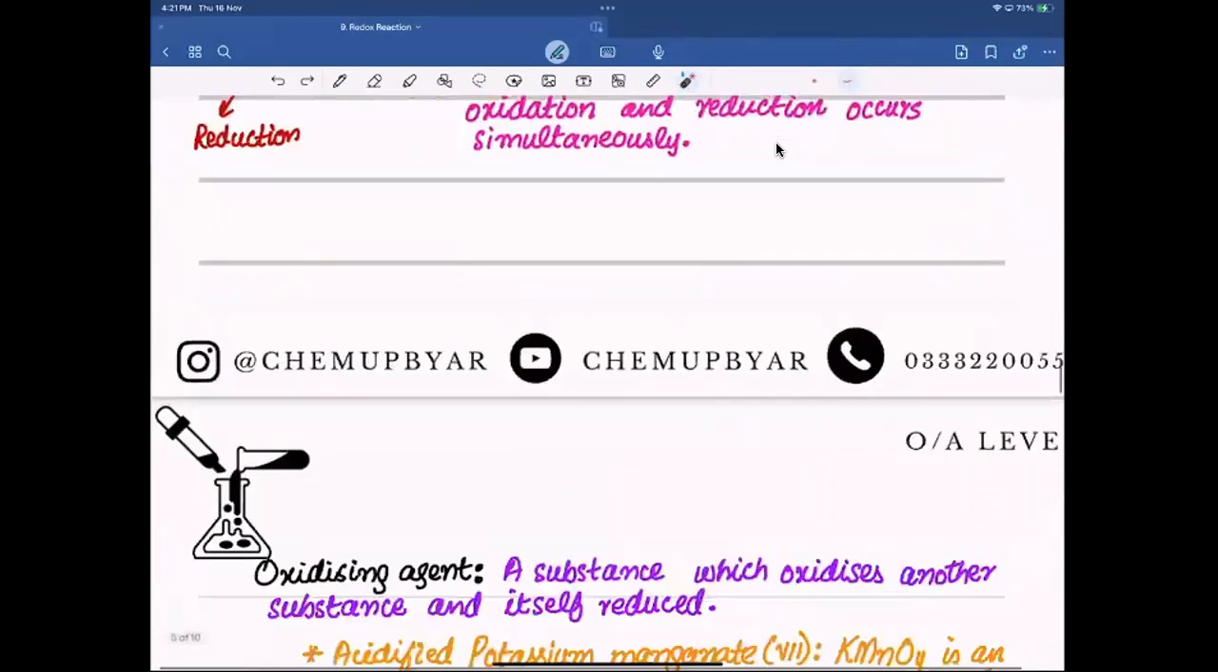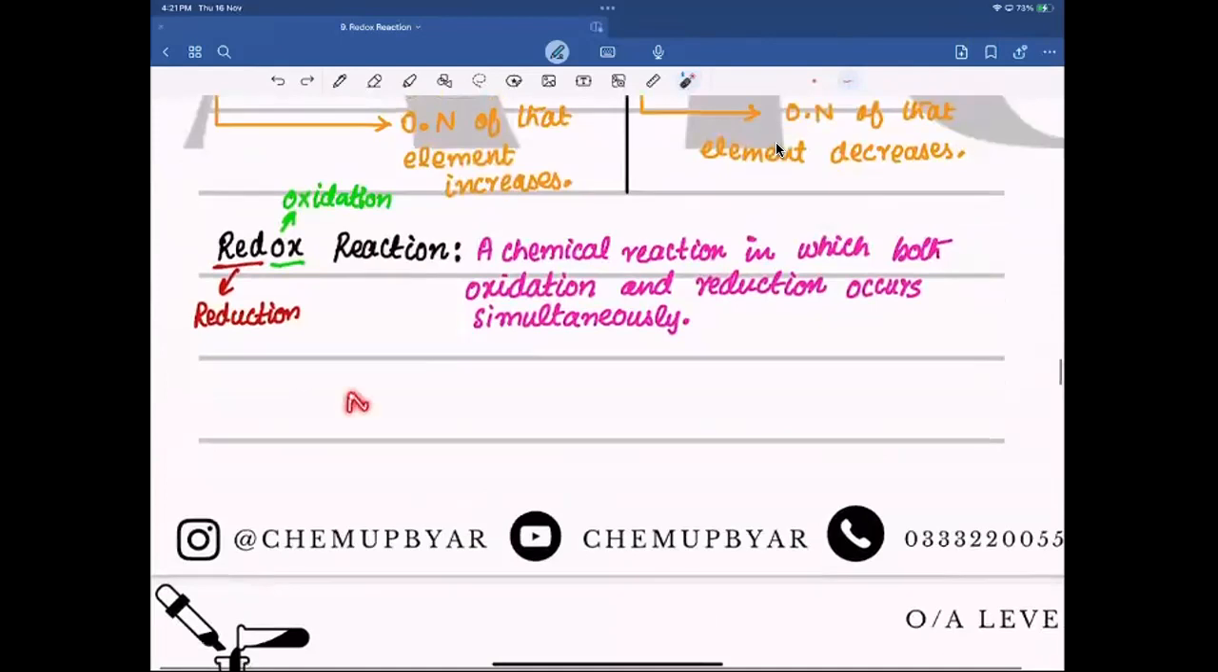So the common example of this kind of reaction is, for example, there is a sodium atom and there is a chlorine atom, let's suppose. Right now they both are atoms, which means their oxidation numbers are 0, which means neither did they lose any electron nor gain any electron. So we know sodium is from group 1. So what will it do? It will give away its one electron and become a positive ion.